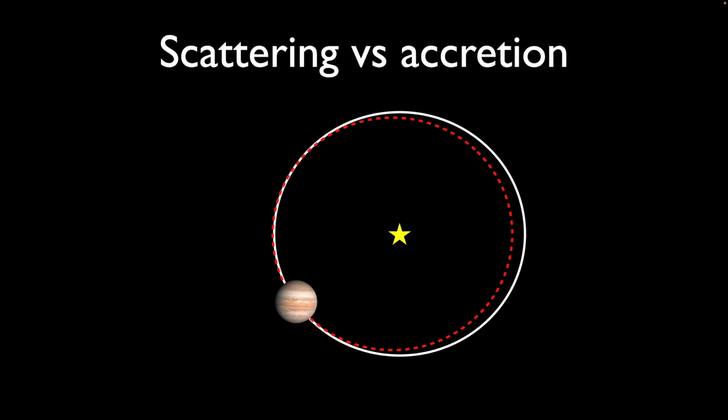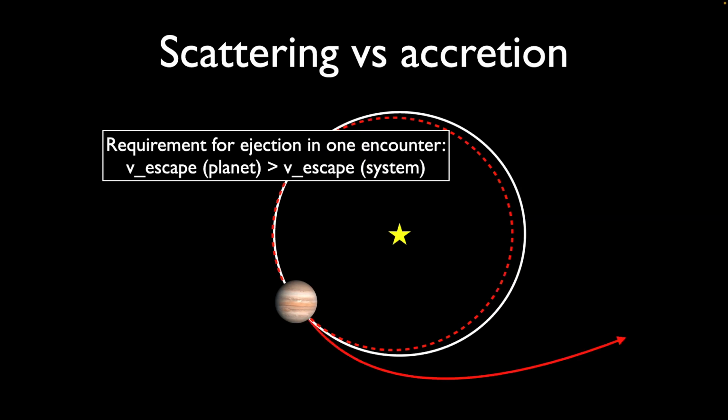This has been explained a little bit this morning, but I'll go into a little more detail here. It can eject the asteroid if the impulse, the change in velocity that the planet can give to the asteroid, is bigger than the escape speed from the star. So in really simple terms, the requirement for ejection, at least in one encounter, is that the escape speed from the planet's surface has to be bigger than the escape speed from the star at that distance. The reason it's the escape speed from the planet's surface is just because that's the biggest velocity kick that a planet can get.